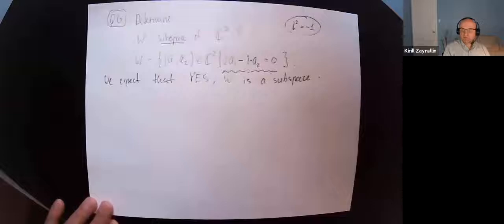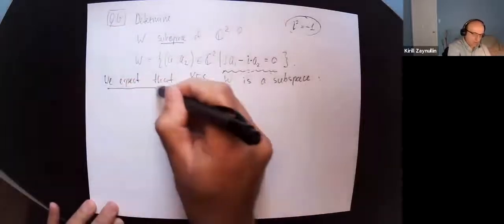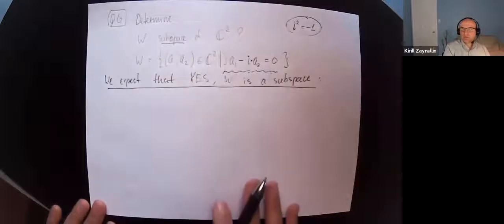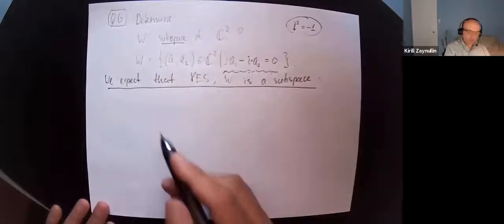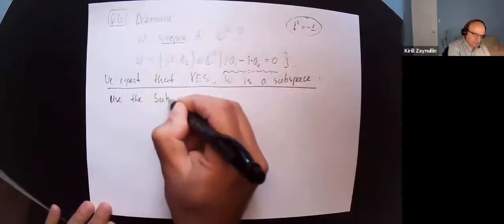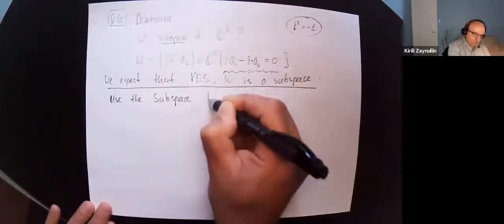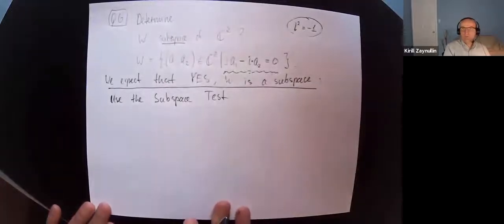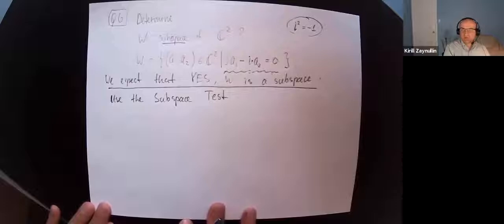Is yes, right? Whenever something is given by linear stuff, it should look like a subspace, right? Okay, so how does one check whether something is a subspace? Of course, to do this, one uses the subspace test. And as you probably remember, the subspace test consists of several conditions, right?